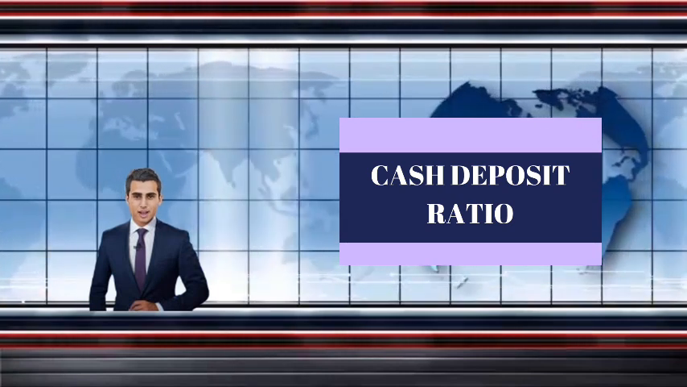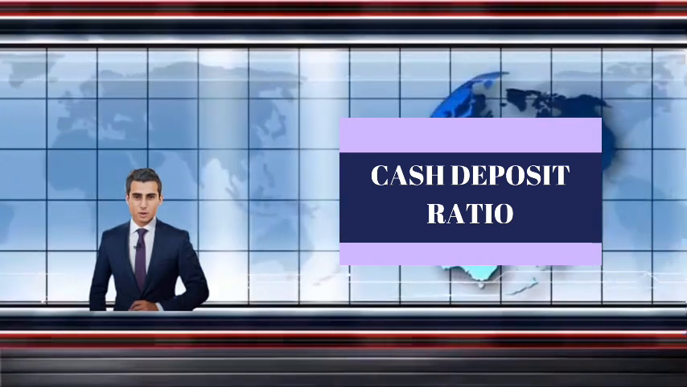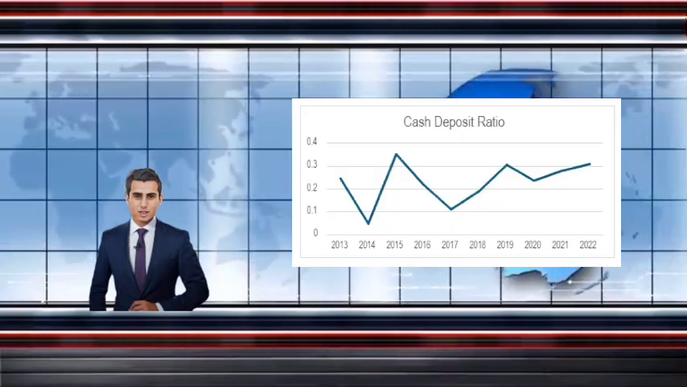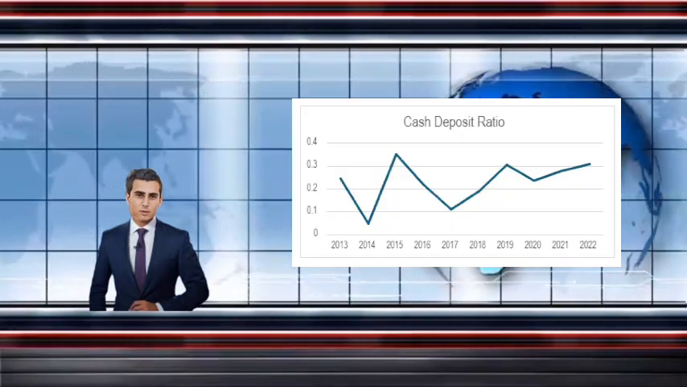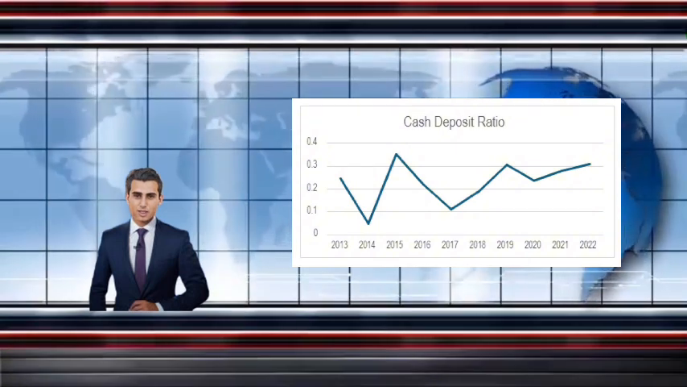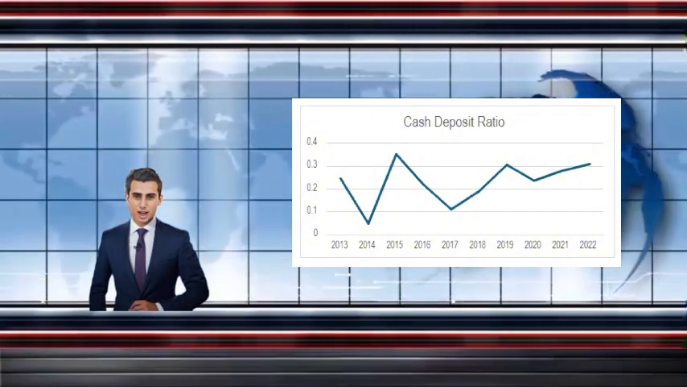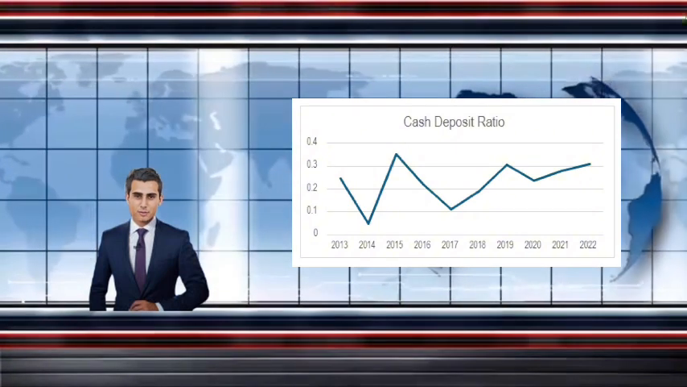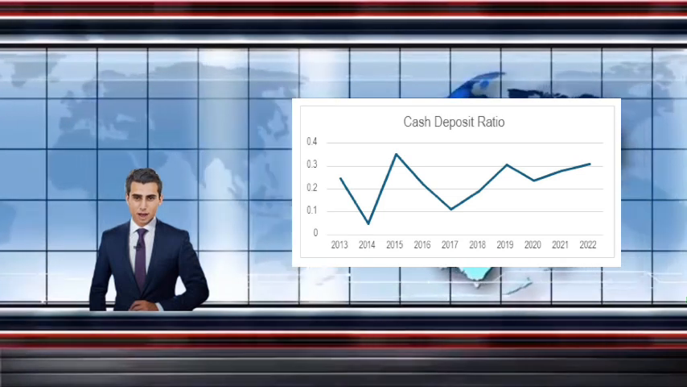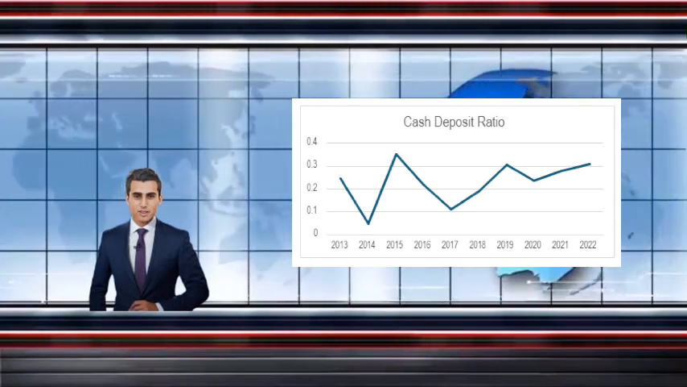It is calculated by dividing a bank's cash and cash equivalents by its total deposits. The figure shows that HSBC Amanah Malaysia's cash deposit ratio has remained relatively stable, ranging between 0.13 and 0.15 over the past 10 years. A higher cash deposit ratio indicates that the bank has a larger proportion of its deposits held in cash and cash equivalents, which can help the bank meet its short-term obligations more easily. However, a ratio that is too high may also suggest that the bank is not efficiently utilizing its cash resources.